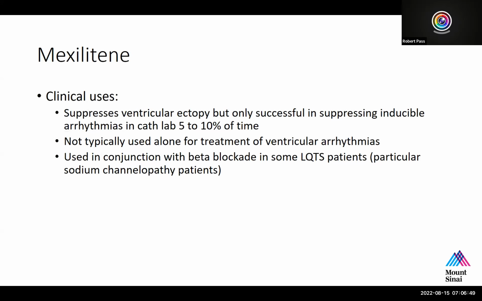it's interesting. In the old days, when we didn't have defibrillators and people were very interested in whether medicines were effective for people with serious ventricular arrhythmias, they would take the patient to the cath lab. They would induce VT, defibrillate the patient, or VF, and then they would start an agent and then reattempt. It turns out that Mexiletine is reasonably good in suppressing ectopy, but it really only is successful 5 to 10% of the time of suppressing inducible arrhythmias in the cath lab. So it's not a very potent anti-arrhythmic agent.